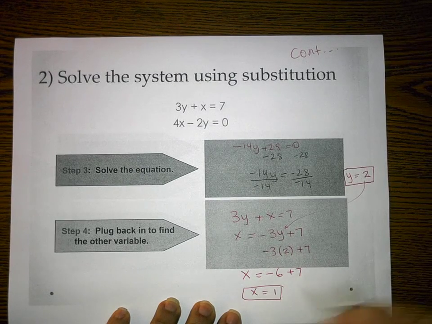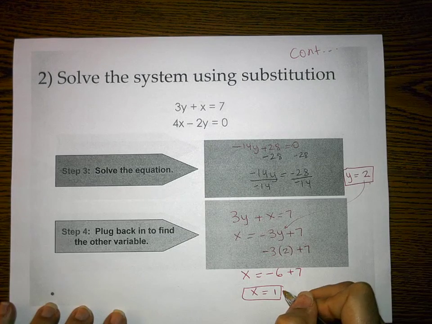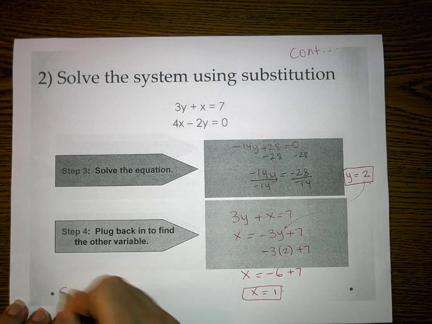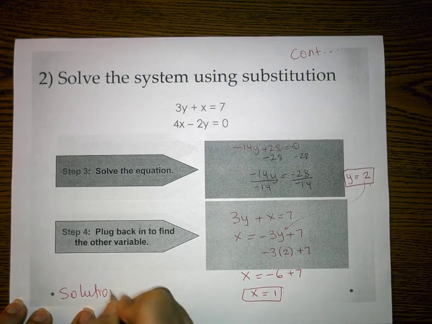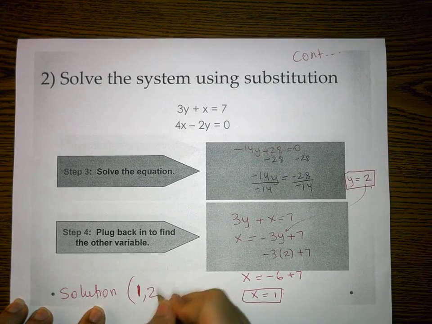Okay? So now I have y equals 2 and x equals 1. The ordered pair will be the solution. The solution will be 1 for x and 2 for y. Okay?